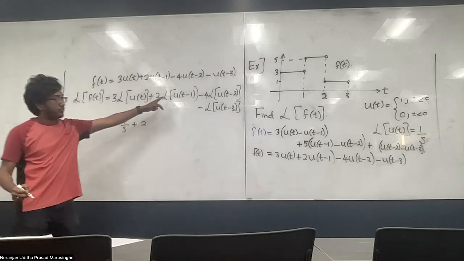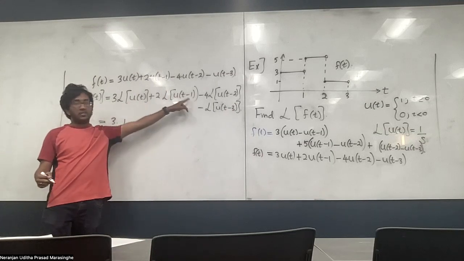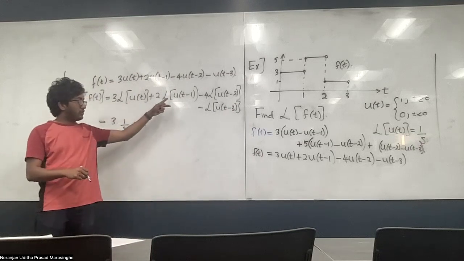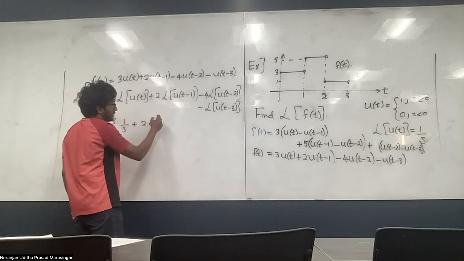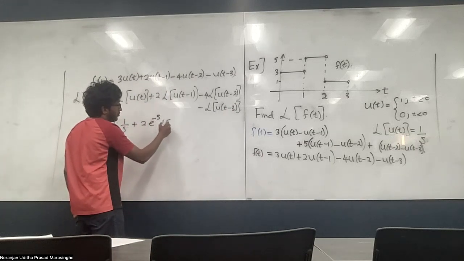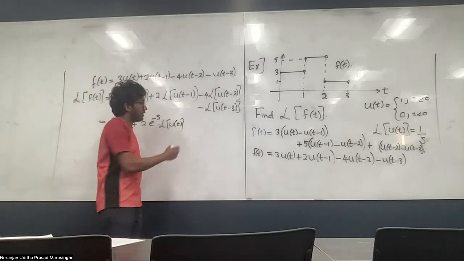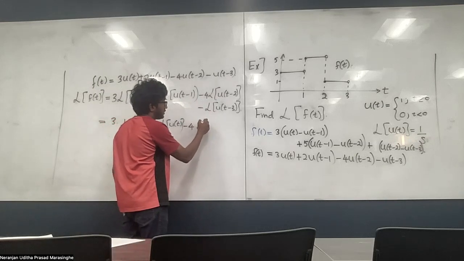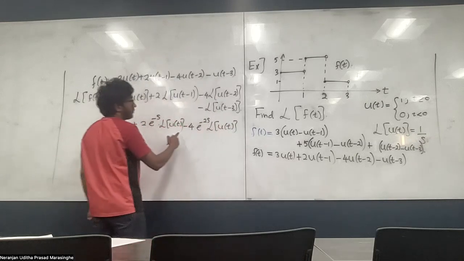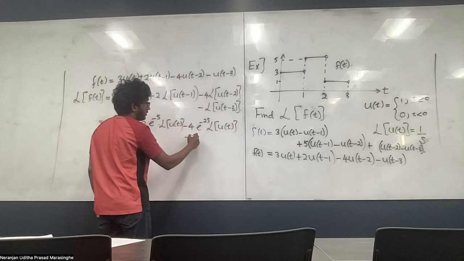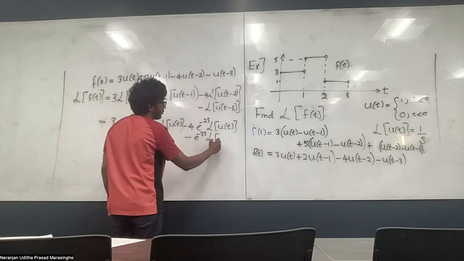What is the Laplace transform of u(t minus 1)? Now it is a translation, right? This is actually 1 times u(t minus 1). So by the second translation theorem, I can write e to the minus 1 times s times the Laplace transform of u(t). Now what is the Laplace transform of this one? That is minus 4 e to the minus 2s times the Laplace transform of u(t). And the next one is e to the minus 3s times the Laplace transform of u(t).